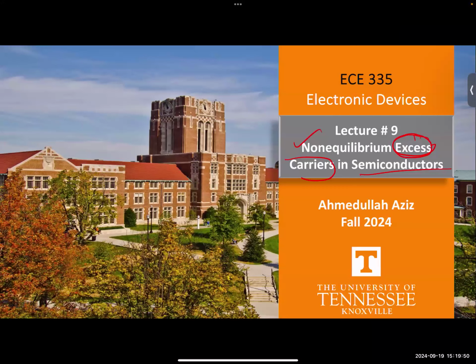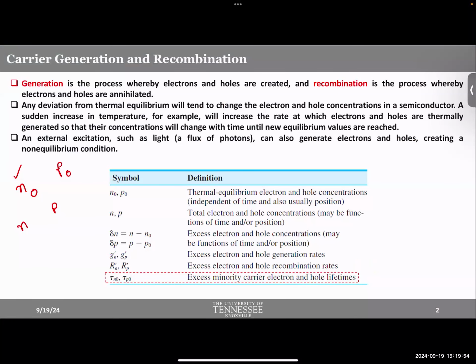You see, excess carrier. Any non-equilibrium system will always have equilibrium carriers as well. In equilibrium, you still have carriers generated because of temperature, right? So they will also be there, but then there will be some excess carriers on top of the existing carriers. So what you learned so far will already be there, and on top of it, you have something extra. And that extra will be represented with delta. Delta N, delta P: excess electrons, excess holes.